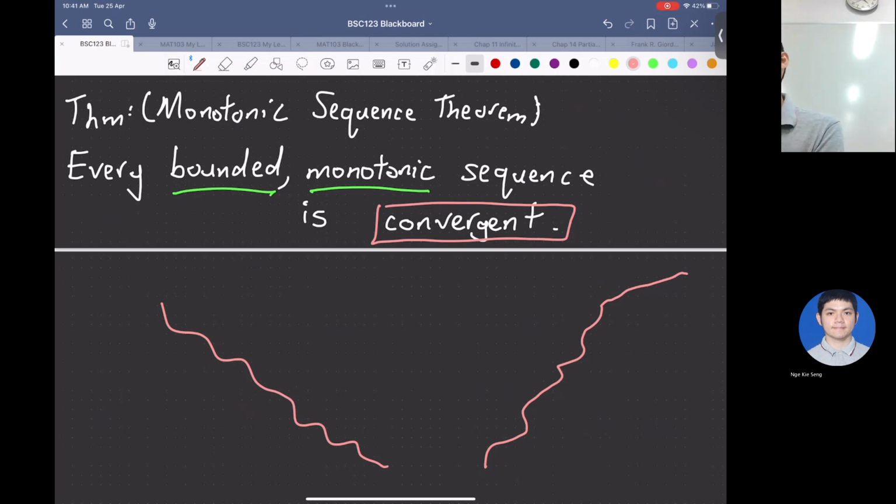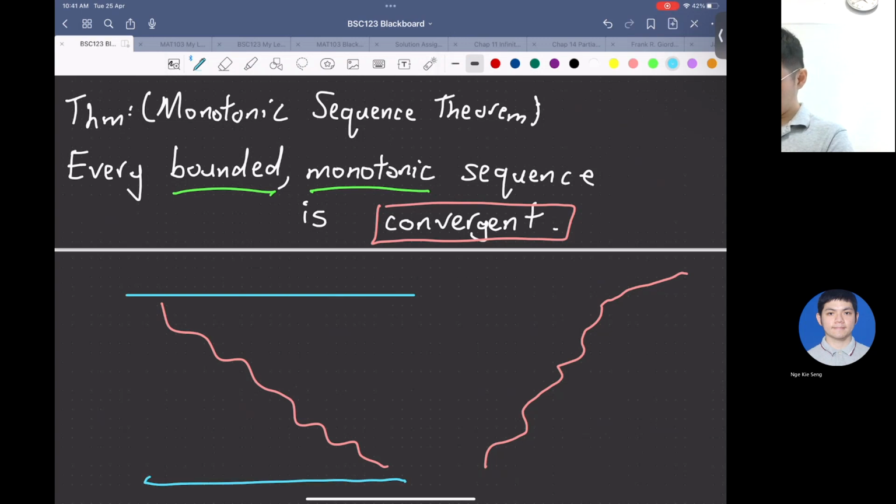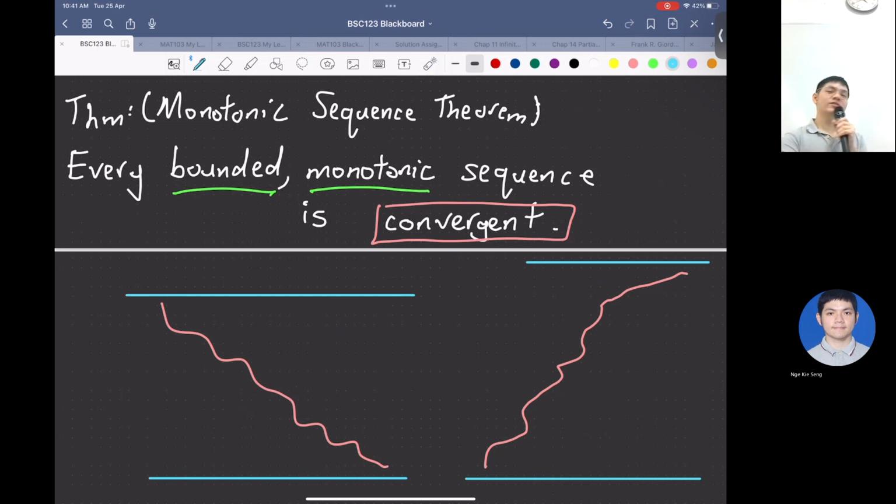And bounded means what? Bounded above and bounded below. So for every term, you should have some bound, bounded above and bounded below. But you should imagine our sequence keeps going on. You can only keep increasing, or keep decreasing, or keep equaling.